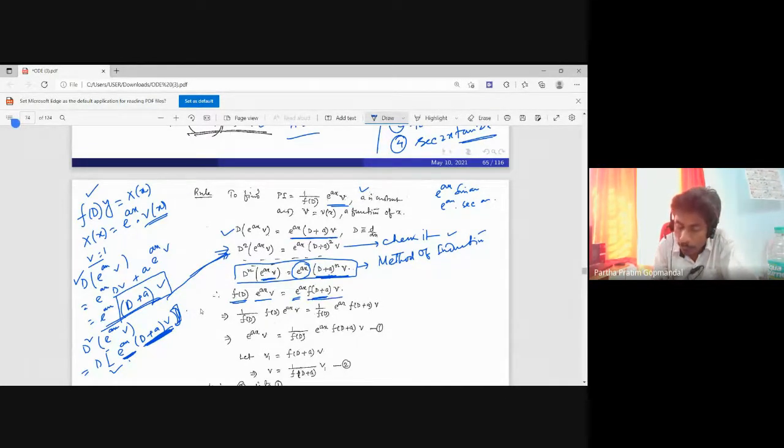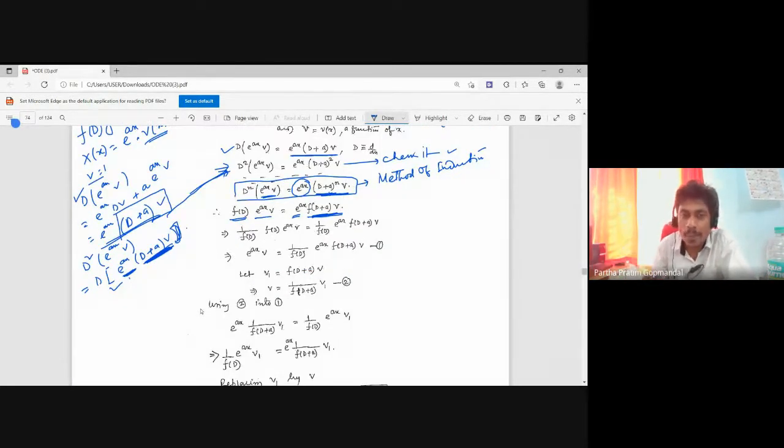But this is not free from the derivative operator. Now we'll proceed to find v1 and the integrating factor. If this relation is correct, then operate 1 by f(D) on both sides. This turns out to be the unit operator, because if you have an inverse operator with the given operator, that turns out to be the identity operator.